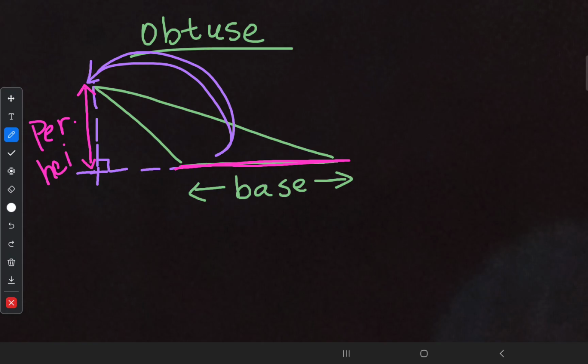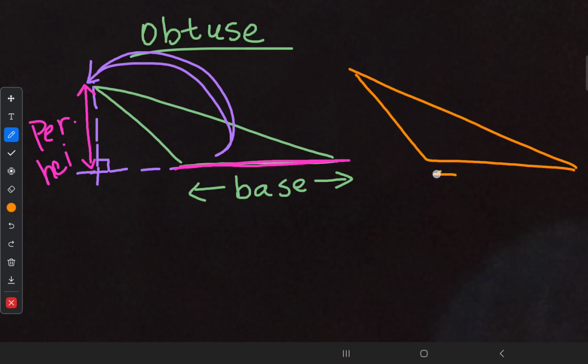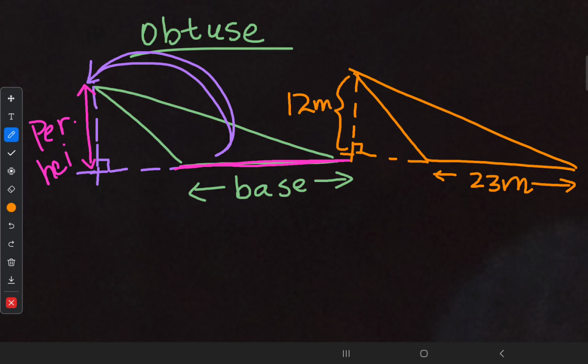Then let's do an example. For that, I'll use another triangle. Here, this is my triangle. The base is indicated as 23 meters, and to indicate your perpendicular height, let's use some construction lines. Here we have to do another construction line to our perpendicular height. This is your perpendicular height, which is indicated as 12 meters.